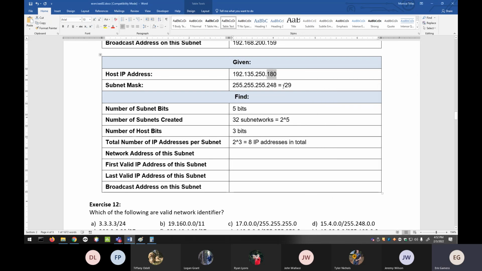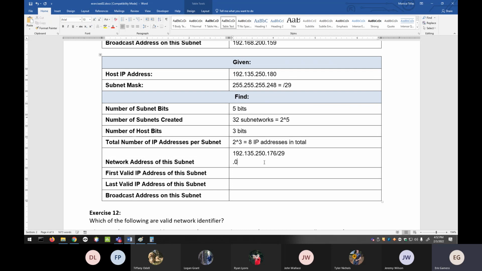So it's 176. What does that mean? The network will be 176/29. The last byte has to be a multiple of 8 because we go by step of 8. So if we go by step of 8, what are the possibilities? Let me write down all the possibilities. It can end in .0. It can end in .8.